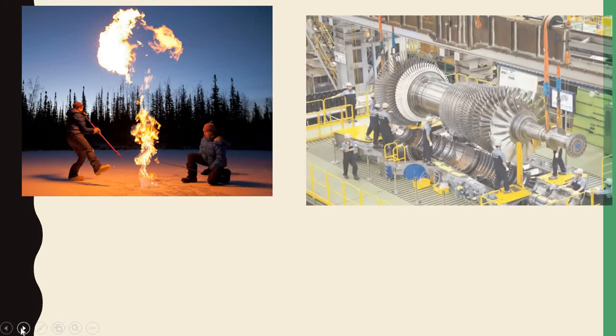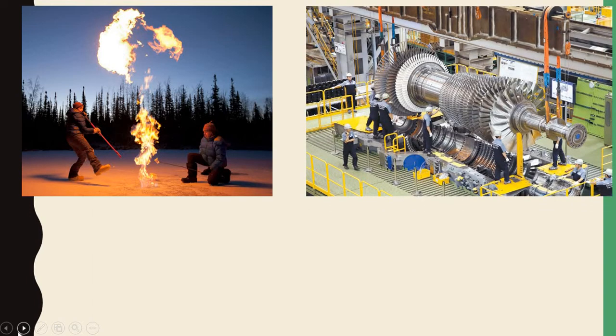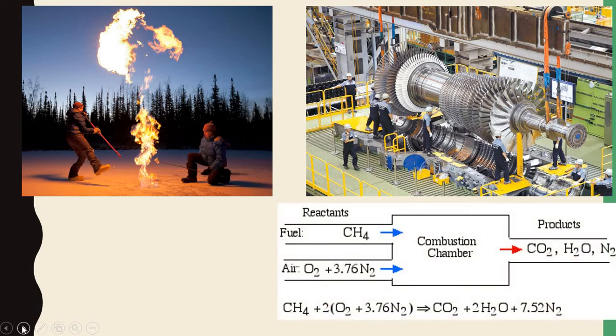Next, we have the example of a gas turbine. It is used in power utilities. How do gas turbines work? For the fuel, which is the methane, we add other ingredients like oxygen and nitrogen gas in order to increase the combustibility of methane. Then it goes inside the combustion chamber, and its steam will be converted into electricity.